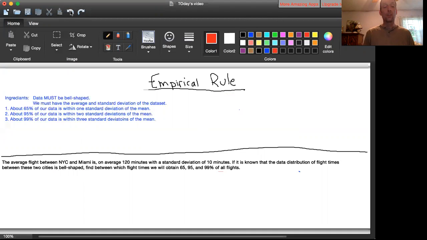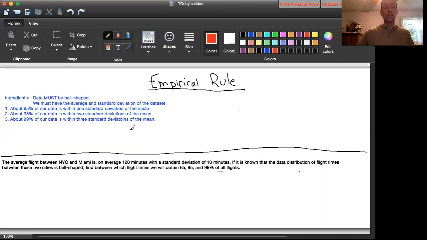And basically what they're trying to say is between what 2 amounts of minutes are we going to find 65% of all flights, and then 95%, so on and so forth. And just to let you know, I really don't know what the distribution of data looks like between New York and Miami, what the average flight time exactly is. I'm just making all this up so it works.